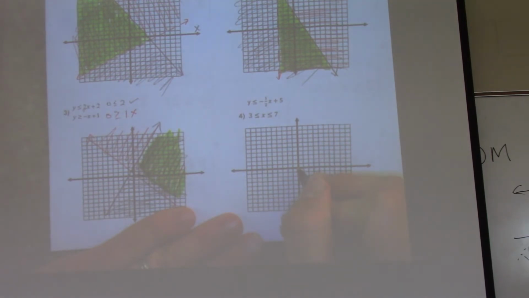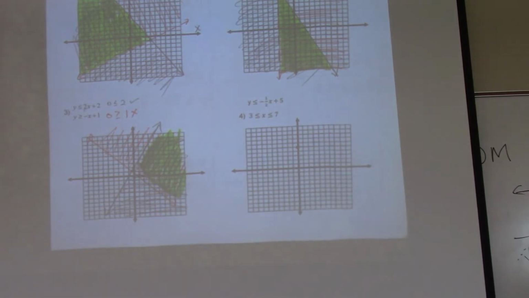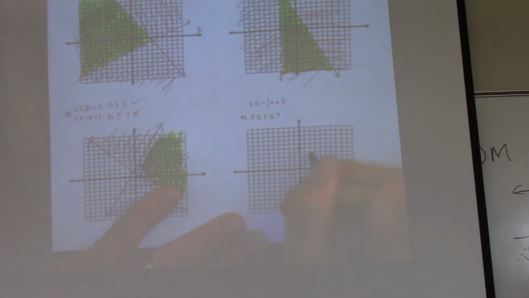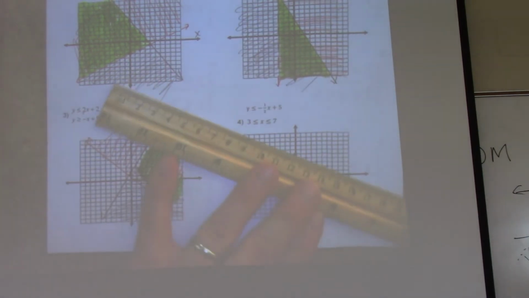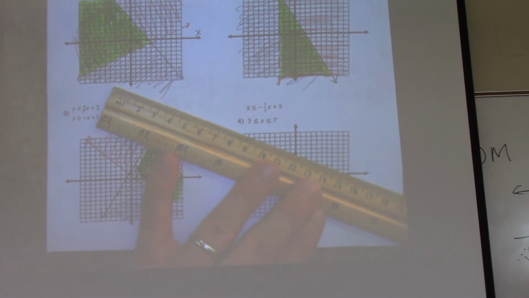Anybody? Or you guys already working it? Go up to 5. My slope tells me I have to do what? Go down 1 over 2. Down 1, right 2. Correct. Yep, down 1, right 2. Down 1, right 2, just to get it in there. All right, we'll fill that in, and it is solid because it's less than or equal to.